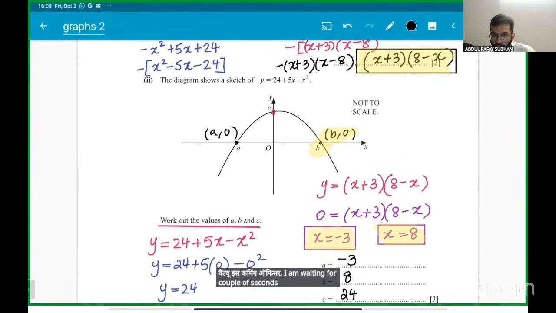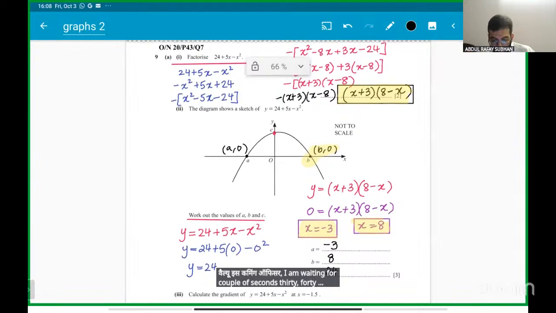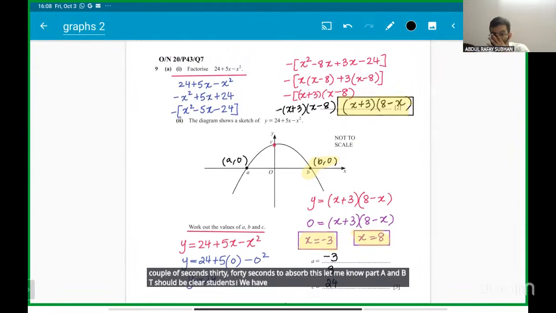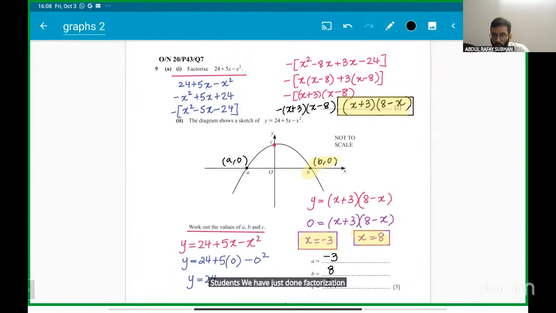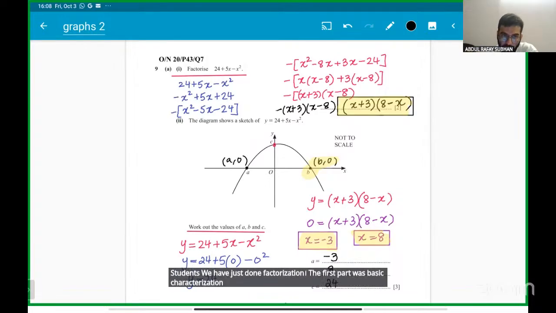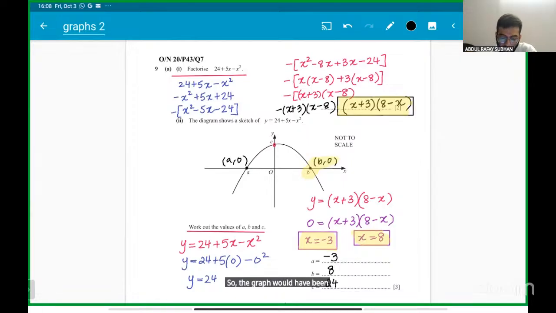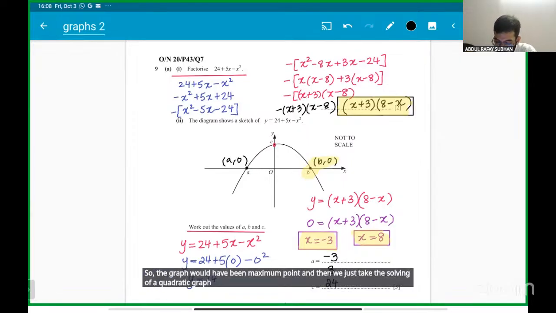30-40 seconds to absorb this. Let me know, parts A and B should be clear, students. We have just done factorization. The first part was basic factorization. It was just minus x square, so the graph would have had a maximum point. And then we just did the solving of a quadratic graph and got the values of A, B, and C.